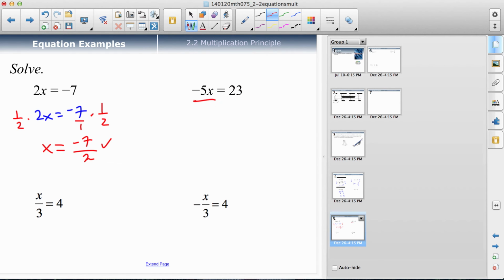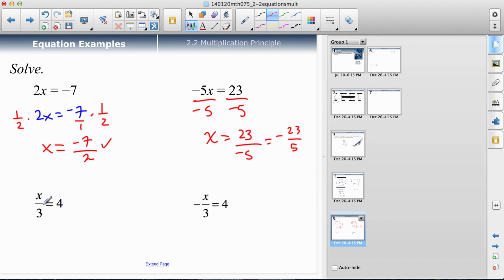This one, let's use the division principle. So I'll divide this side by negative 5. I can do that as long as I divide this side by negative 5. Notice I divide by the number and whatever the sign is. So the 5's will cancel, they're factors of 1. And then on this side, I'm left with 23 over a negative 5, which we've seen before you could rewrite as negative 23 over 5.